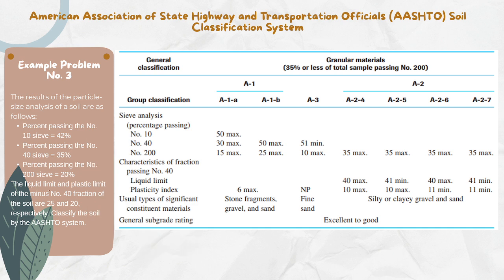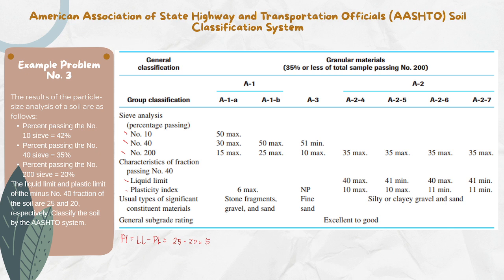So, we know these values, number 10, number 40, and number 200. So, we are okay with that. And we also know the liquid limit, which is 25. However, we do not have the plasticity index, but we can calculate that. The plasticity index is equal to the liquid limit minus the plastic limit, which is given. So this is equal to 25 minus 20. So our plasticity index is 5.